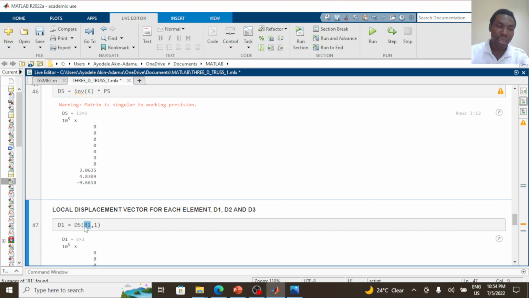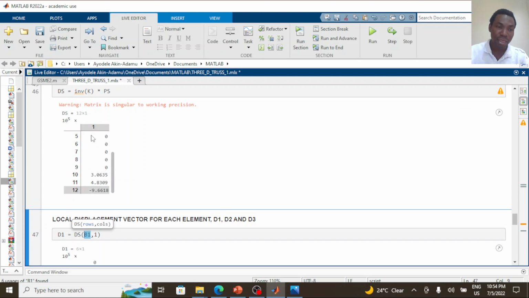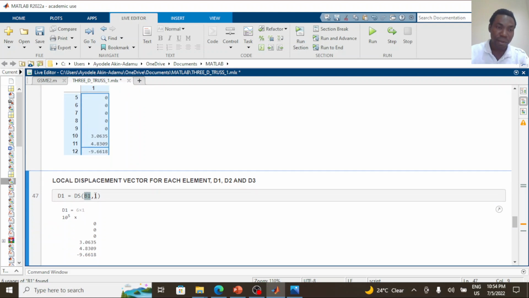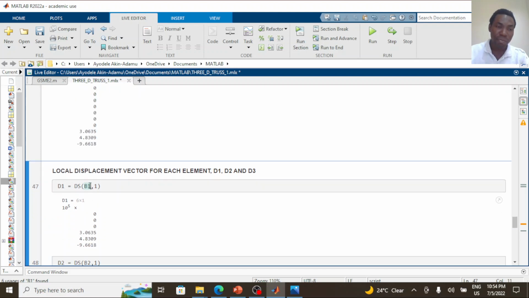So D1, I can extract the displacement quantity in this displacement vector using my B1 vector. Remember, B1 is my degree of freedom number. B1 should be 1, 2, 3, 10, 11, 12. It's just like writing the same thing as writing 1 to 3, 10 to 12.